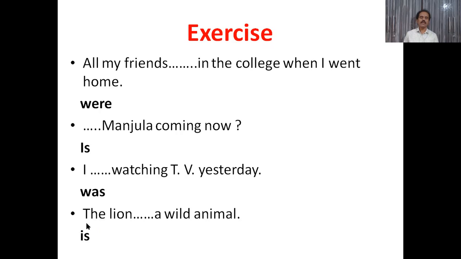Why only is? Why not was? Just imagine, my dear students. If we say the lion was a wild animal, it means it was, but not now. It means the lion was a wild animal once, but not now. But no, it still is a wild animal, and of course it remains forever a wild animal. That is why it is present tense.